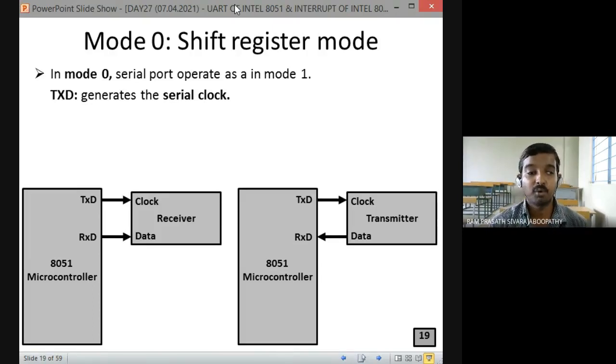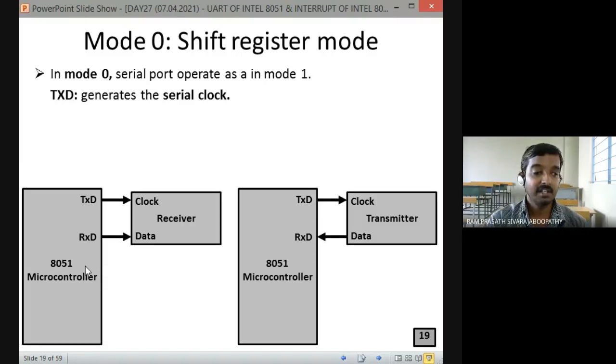In the case of mode 0, it can also be called synchronous serial communication mode. Synchronous na enna sonna nyabagam iruka? The word synchronous means what? The clock source to the transmitting and receiving device is going to be common.